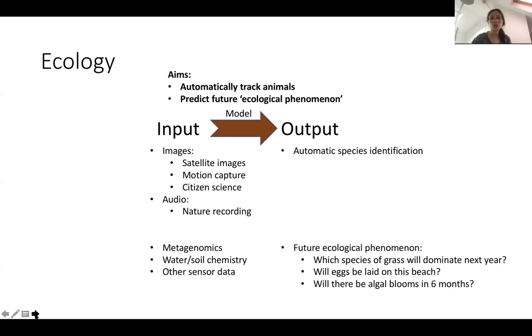In addition, we might want to use classifiers to predict future ecological phenomena. For example, we might want to predict things such as which species of grass would dominate the next year. Will eggs be laid on this beach? Yes or no? Will there be algal blooms here in 6 months? The input data could be various genetic data, such as metagenomics data, or it could be water and soil chemistry or other sensor data.